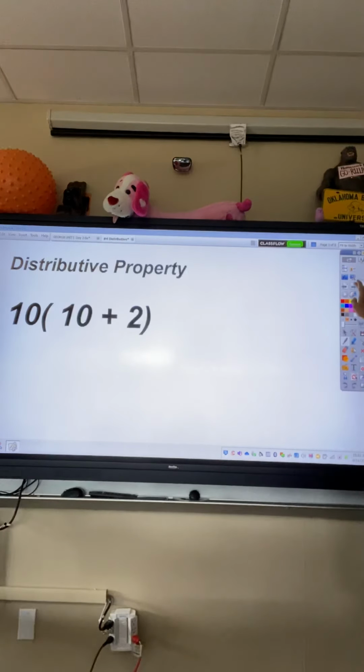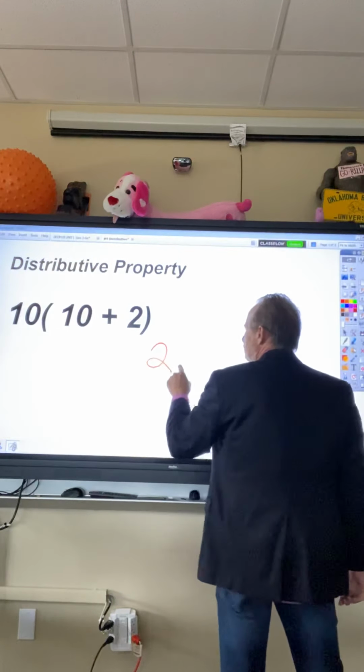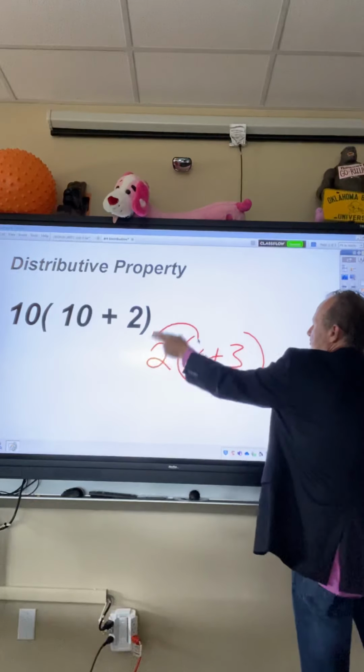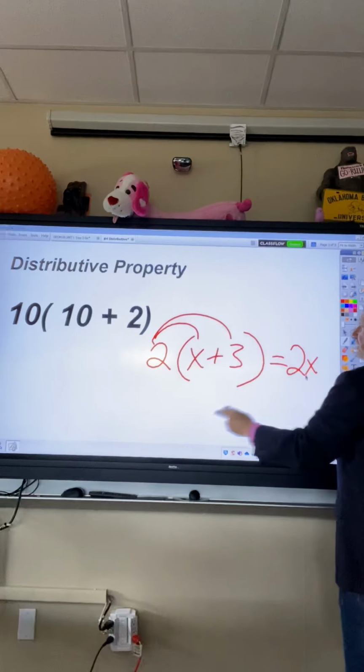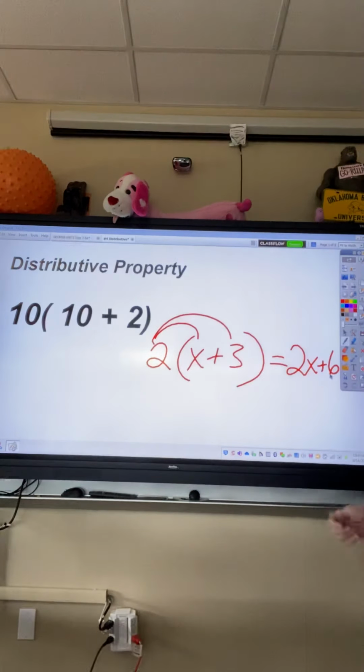Okay, got that? So therefore, if I have, let's say, 2 times (x plus 3), well, double rainbow tells us 2 times x is 2x. 2 times 3 is plus 6. Oh, and here's the deal.